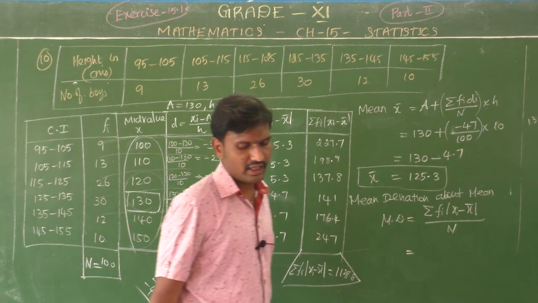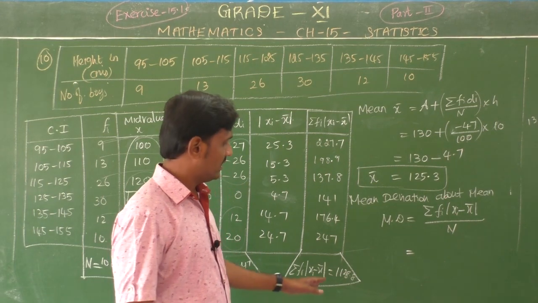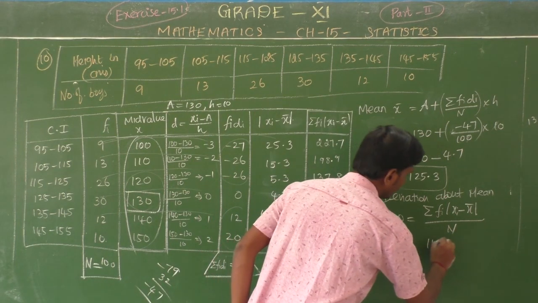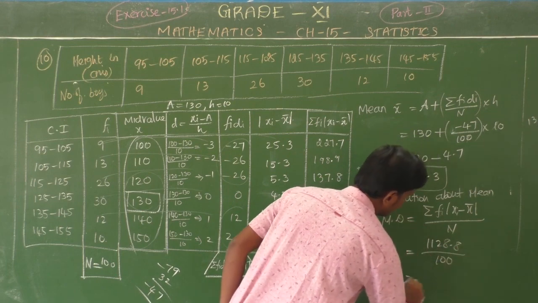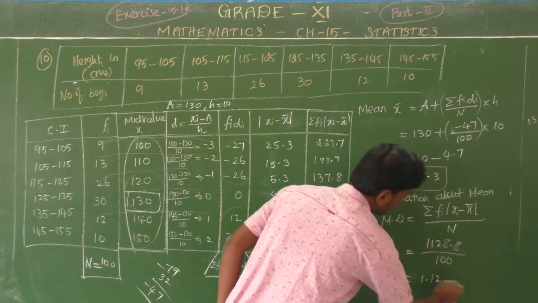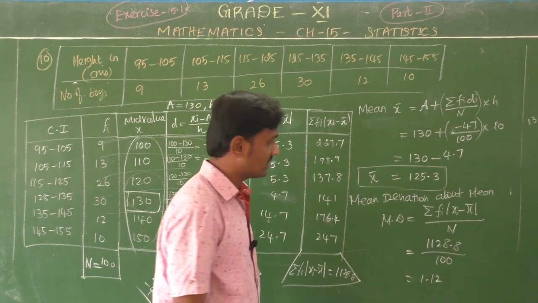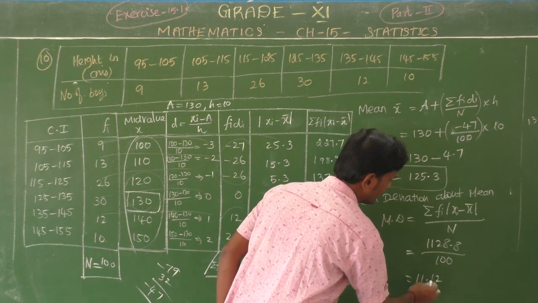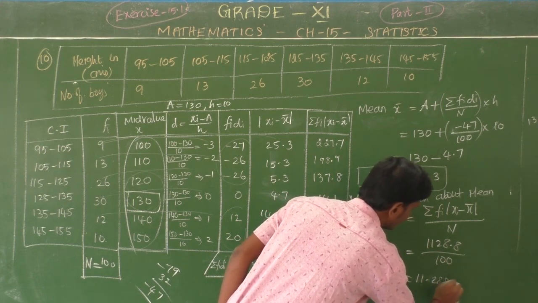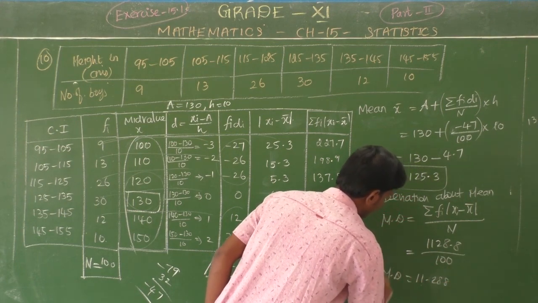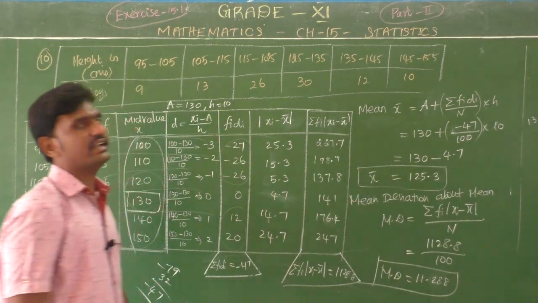Okay. So here you have 1128.8 whole divided by 100. It is a very simple work. 11.288, to 3 decimals. 11.288 is the mean deviation for the data.